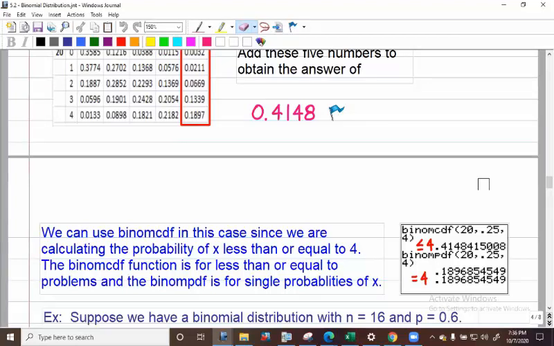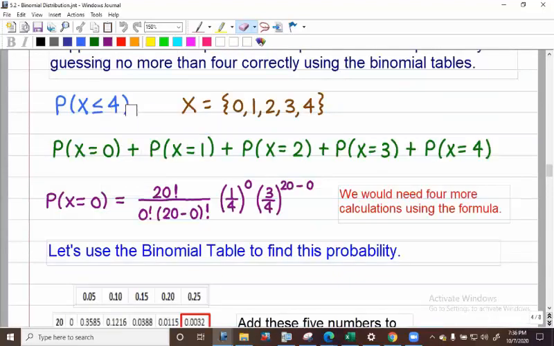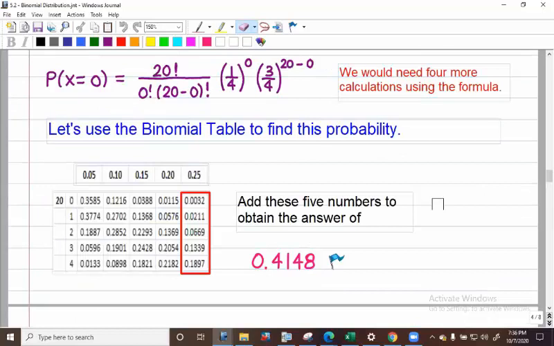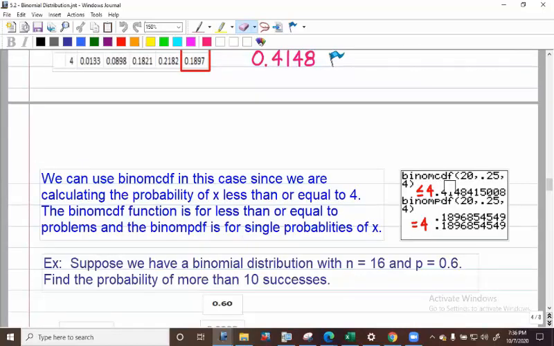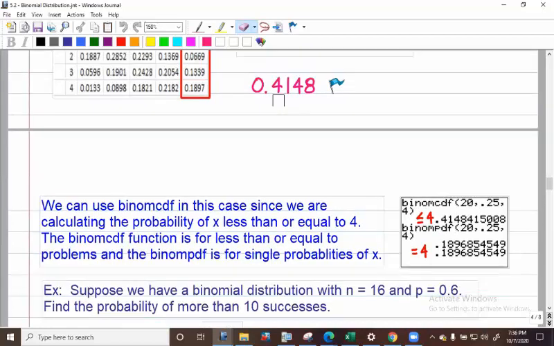Binom CDF means cumulative. And we know what cumulative means. We learned that earlier in the course. Less than or equal to, right? It's less than or equal to that number. So since this was a less than or equal to 4 problem, I could use the one right below the binom PDF, which is the CDF, and I can enter 20, 0.25, and 4, and it got that same answer right here, 0.4148.